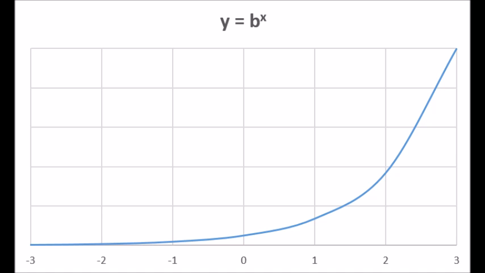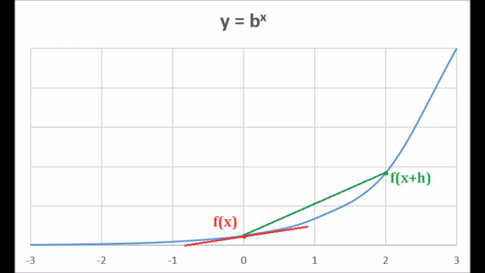Take a look at this generic exponential function, y equals b to the x. That is the curve in blue. Suppose we want to know the slope at the point x equals 0. That is shown by the red line centered at x equals 0. We call this the tangent line. How do we know what the slope of that line is?